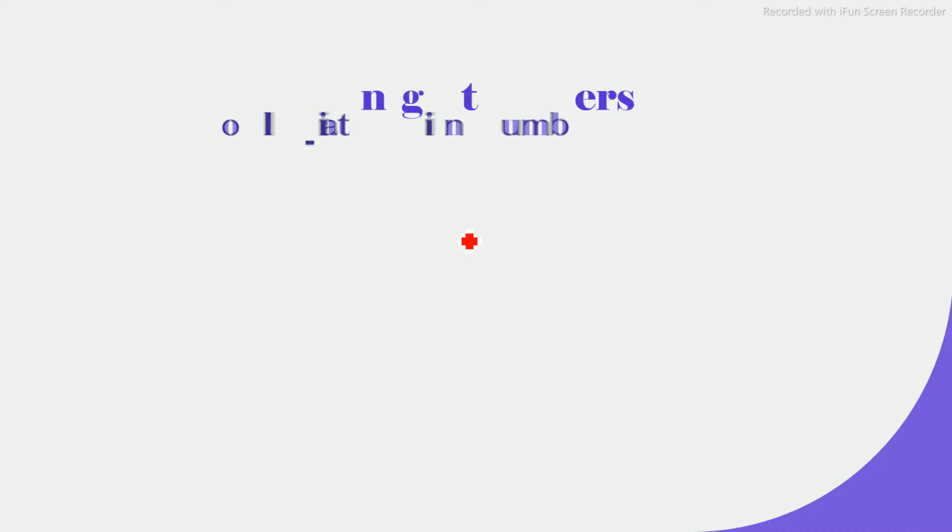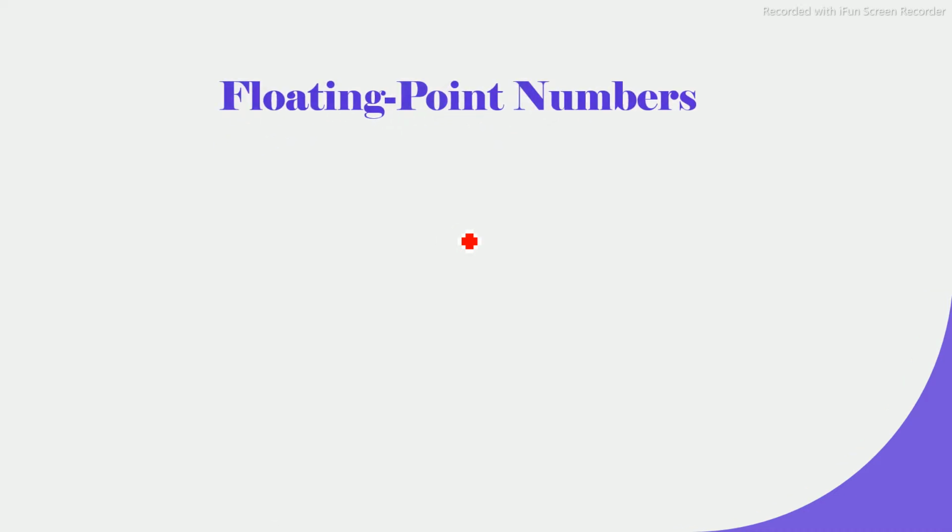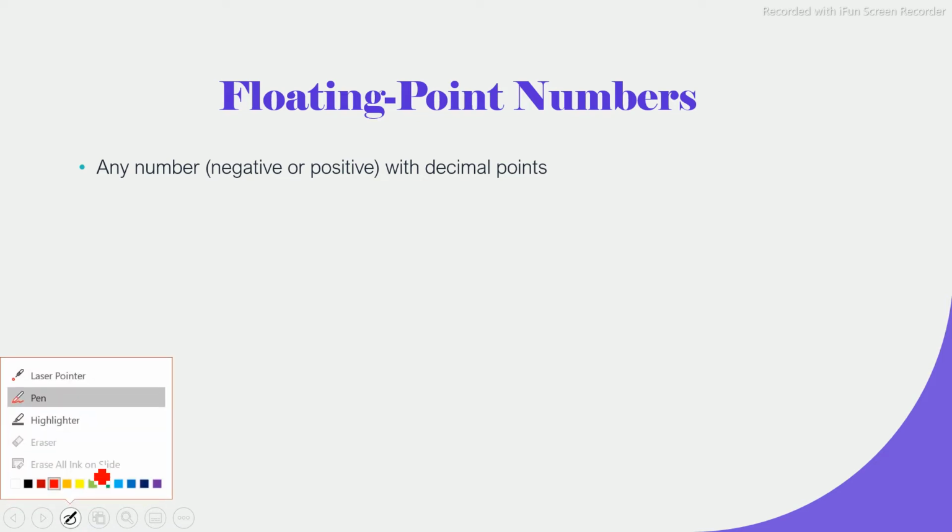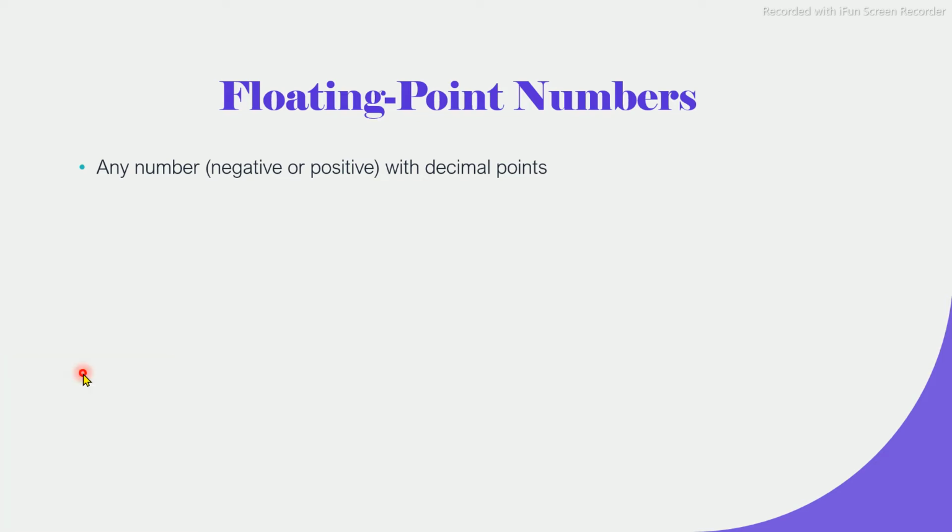Okay, next, going forward, we have floating point numbers. So what are floating point numbers? Well, floating point numbers can be actually any number. It can be negative or positive with decimal points. So they should have that decimal point.